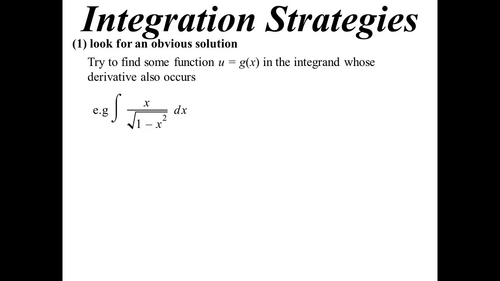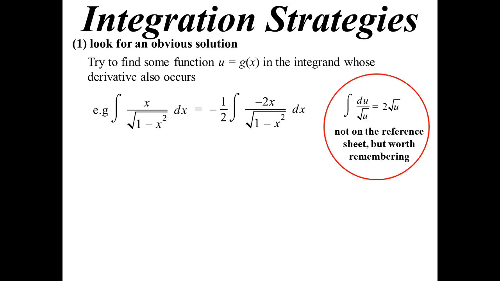So here's one. x on the square root of 1 minus x squared. Hang on, we know the derivative of 1 minus x squared is minus 2x. So there's an obvious solution there. If I make the top minus 2x, then I've got derivative times 1 minus x squared to the power of a half, which is actually, and remember I was saying this the other day, du on root u, which is always 2 root u. Not on the reference sheet, but you'll be amazed how often that integral du on root u appears. So it's 2 times, well 2 times a half is 1, and root u, so minus root 1 minus x squared.